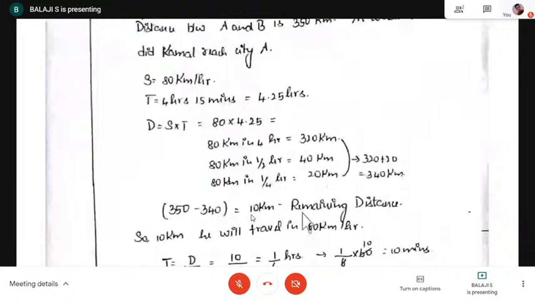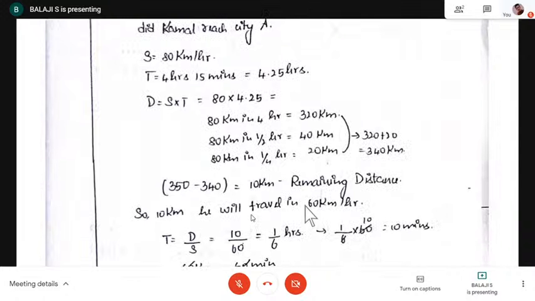Now, if you see in that question, after 4 hours 15 minutes, the speed is reduced to 60 kilometers per hour. Okay. So for 60 kilometers per hour speed, what is the time to travel 10 kilometers? That is our aim. Time equals distance by speed, we know. The remaining distance is 10 kilometers and the speed is 60, so the time is 1 by 6 hours, which if we convert it into minutes is 1 by 6 into 60, which is 10 minutes.